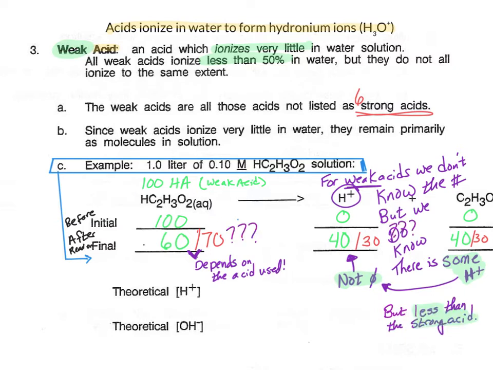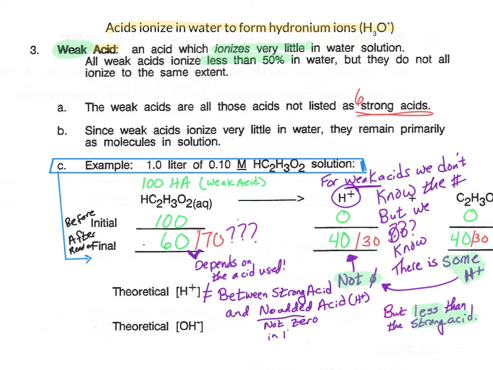So here's how we handle it. Since we don't know what it is, we don't know what it's equal to, we just know that it is between what it would be if it had been a strong acid, and what it would be if it were no added acid. The problem is, this is not 0. If we have it in water, it is still going to be 10 to the negative 7 molar in hydrogen.